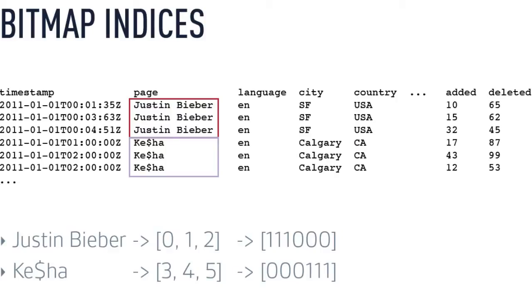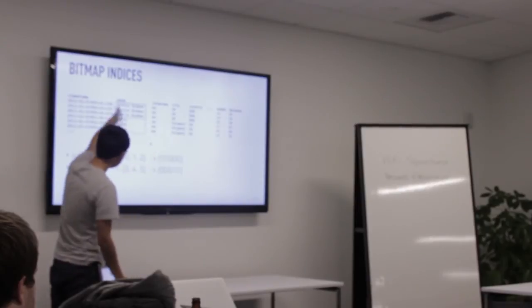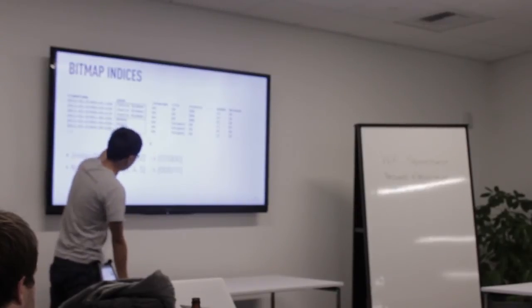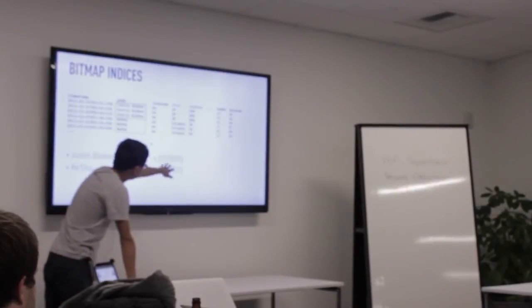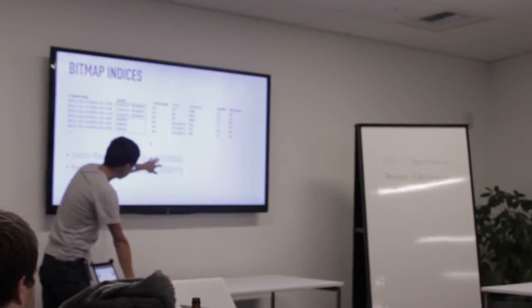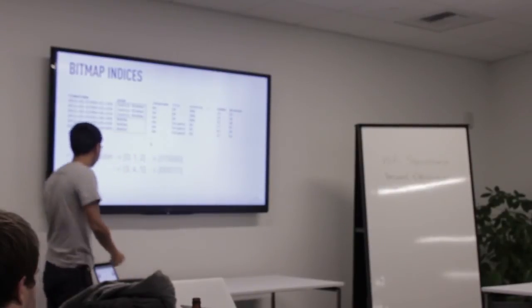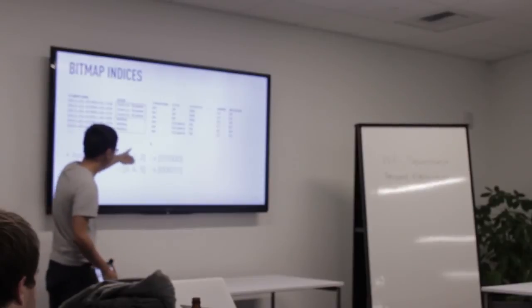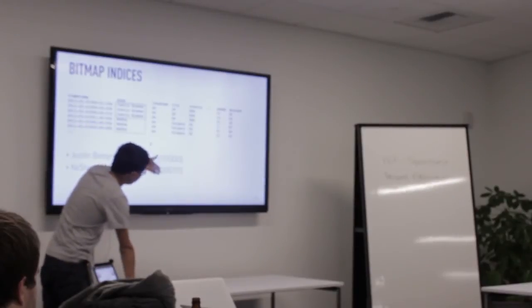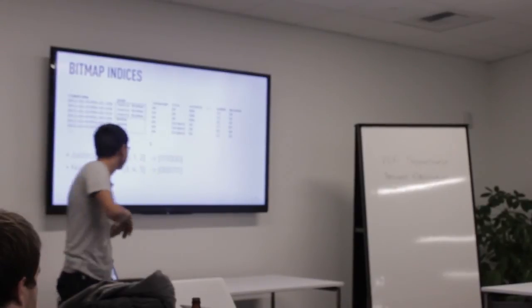In our page column here, we have 2 values. We have Justin Bieber, we have Kesha. If we want to store a representation of all the rows of our data set that only contain the value Justin Bieber, in this case, Justin Bieber appears in rows 0, 1, and 2. So we can store some representation that indicates where this value appears. So we have this binary array where 1 indicates the value is there and 0 indicates it doesn't. So for Kesha, she appears in rows 3, 4, and 5. And what we end up storing to represent the rows that Kesha appears in is this array where we only mark the last 3 rows as being true.